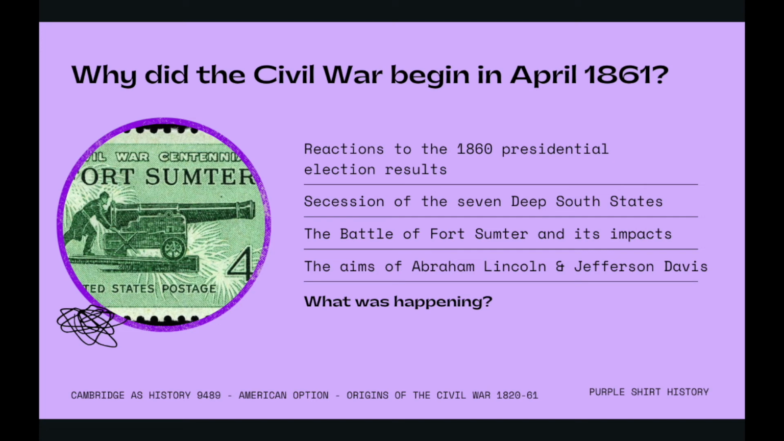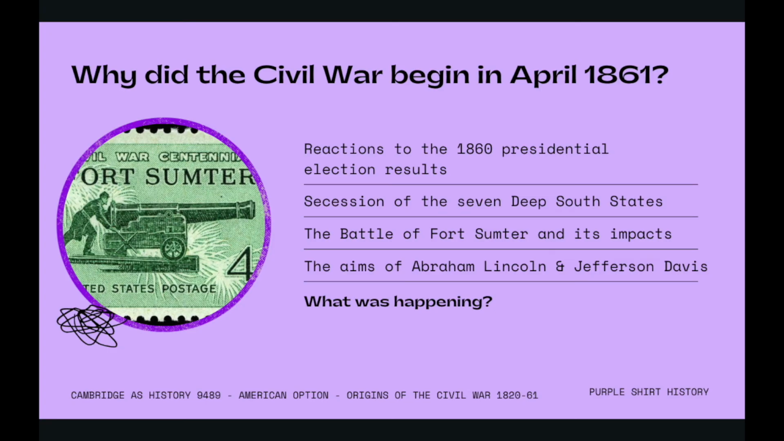The Battle of Fort Sumter and its impacts. This is a small island off the coast of South Carolina, and it is attacked. It's a federal outpost, and it's attacked by the Confederacy, and this is the official start of the war. There's no debate on this. These are the first shots of the Civil War.